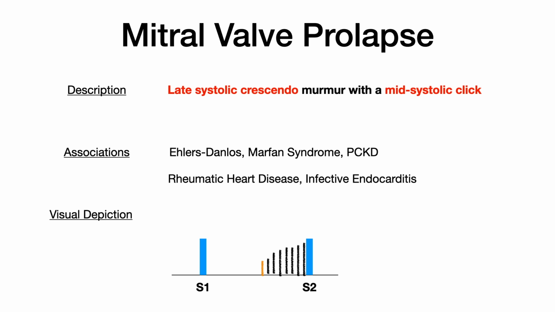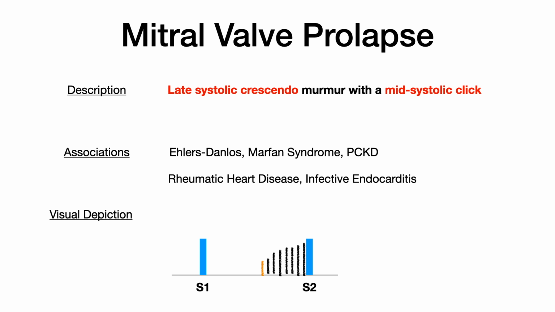So for the associations, you want to know that mitral valve prolapse is heavily associated with connective tissue disorders like Ehlers-Danlos syndrome and Marfan syndrome. It's also associated with less common presentations, which would include osteogenesis imperfecta, Fragile X syndrome, and autosomal dominant polycystic kidney disease, but the high-yield genetic associations are definitely those connective tissue disorders. You also want to associate mitral valve prolapse with rheumatic heart disease and infective endocarditis.